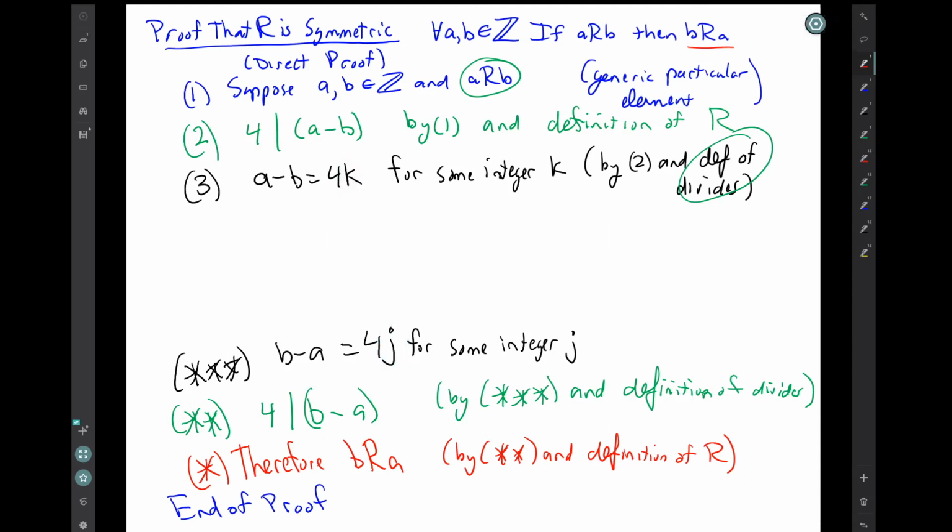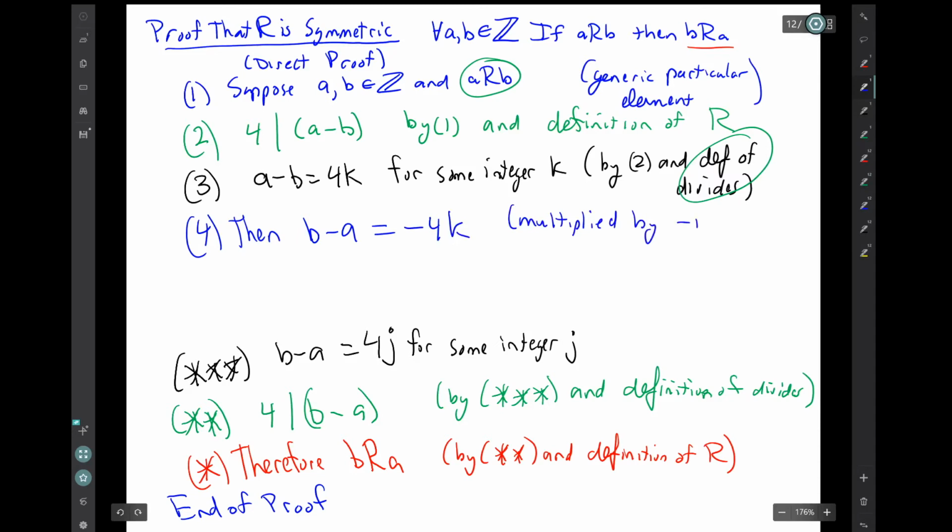Now look, we have a gap to bridge. We have to get from there to there. We know that A minus B is 4K. We need to be able to say that B minus A is 4J. Oh, well, this is pretty simple now. We know what we should do. We need to manipulate the equation in 3. So we just multiplied both sides of that equation by -1.